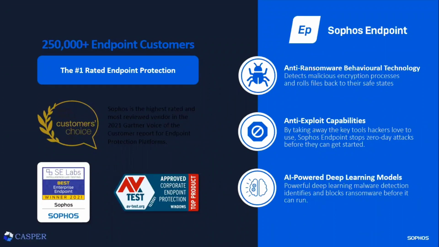Then lastly, we have the AI-powered deep learning model. Powerful deep learning malware detection, identify and block ransomware before they run. So understanding the behavior of ransomware, when something comes into the network, quarantining it for the meantime, observing it. Then if you notice that, okay, there's something phishing about this document, this file that just came into the network, then it identifies it and blocks it from running. So these are some of the features that the Sophos endpoint protection does.